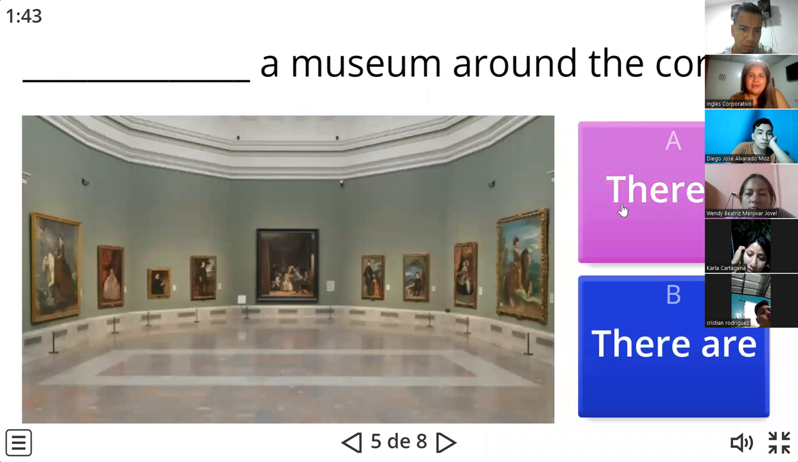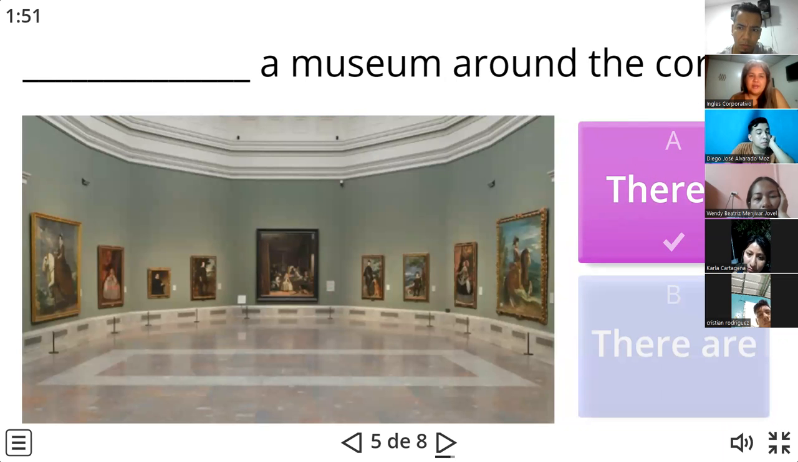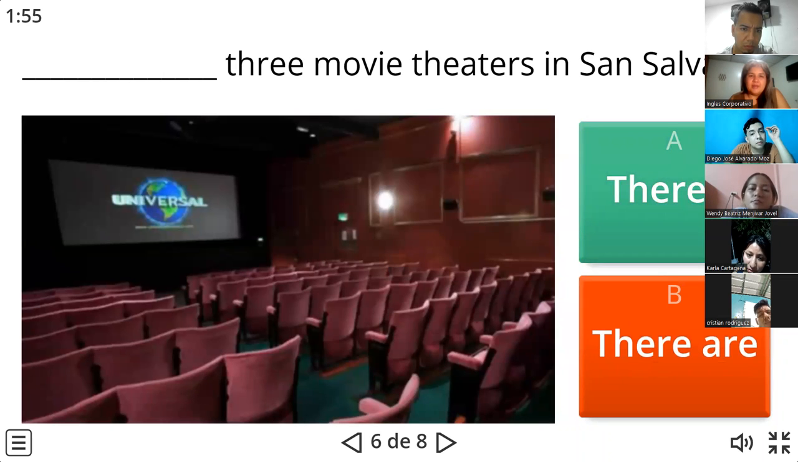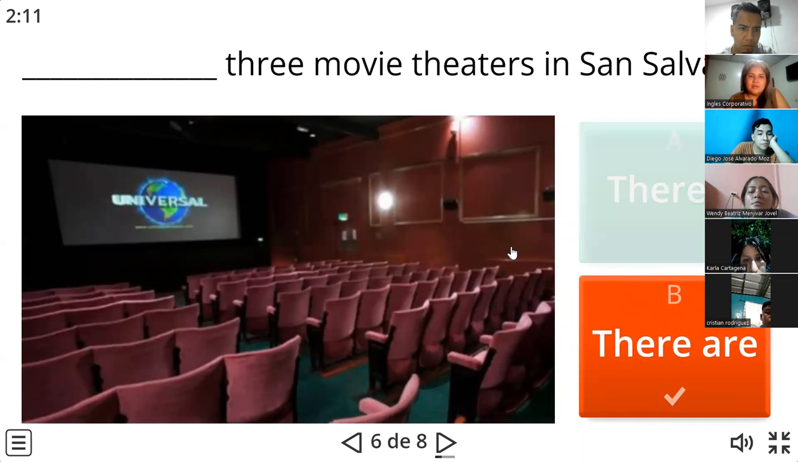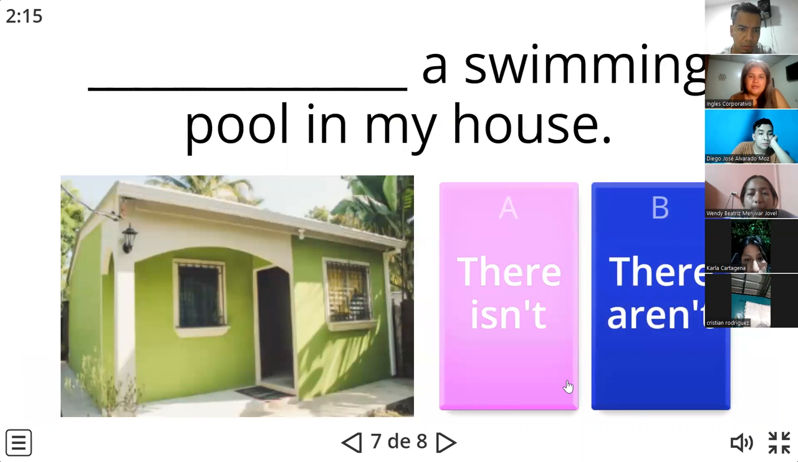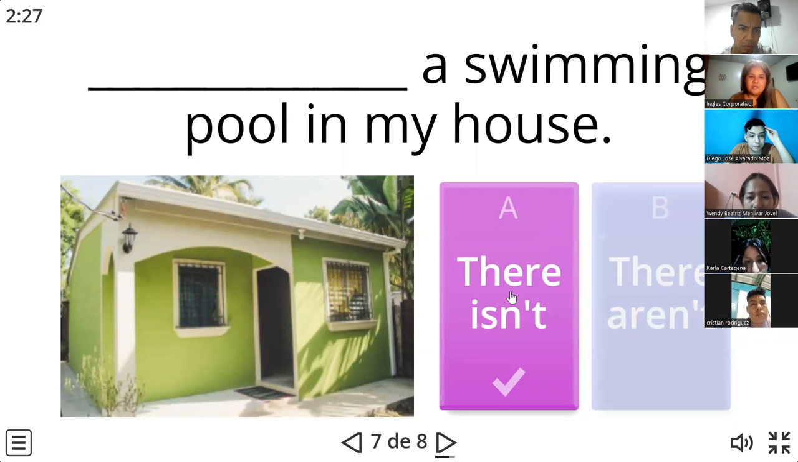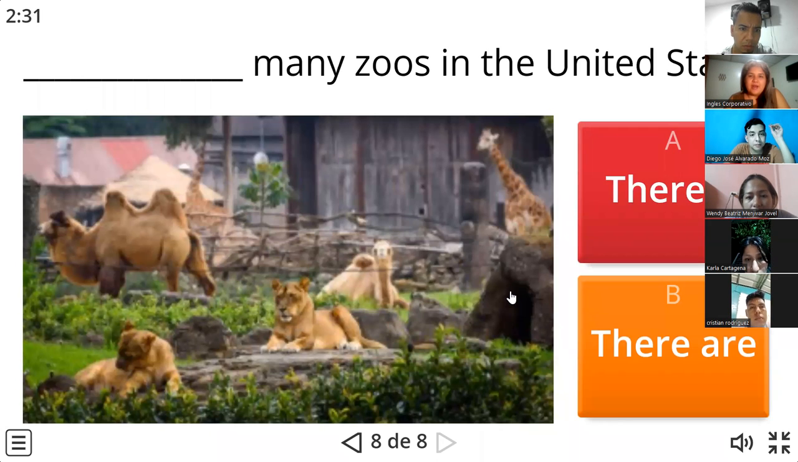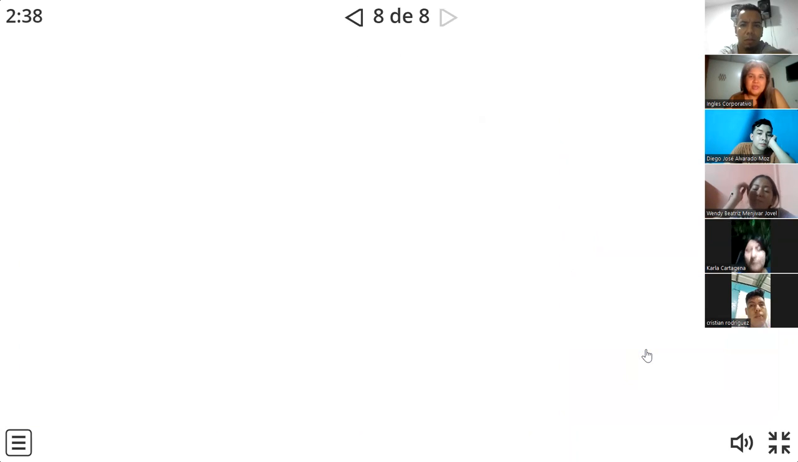There is or there are a museum around the corner? There is a museum around the corner, okay. There is or there are three movie theaters in San Salvador? There are three movie theaters in San Salvador, okay. Good. Okay, there is or there isn't a swimming pool in my house? There isn't. Okay. Good. There is or there are many zoos in the United States? There are many zoos in the United States.